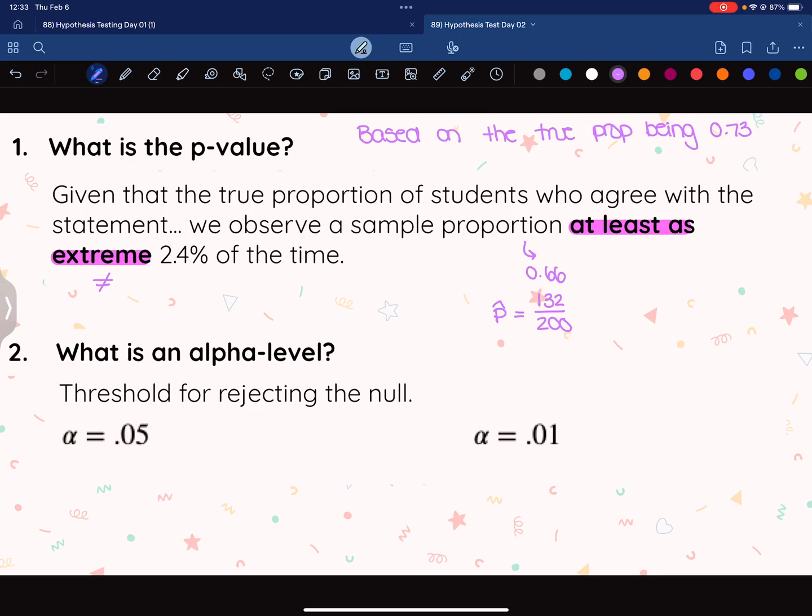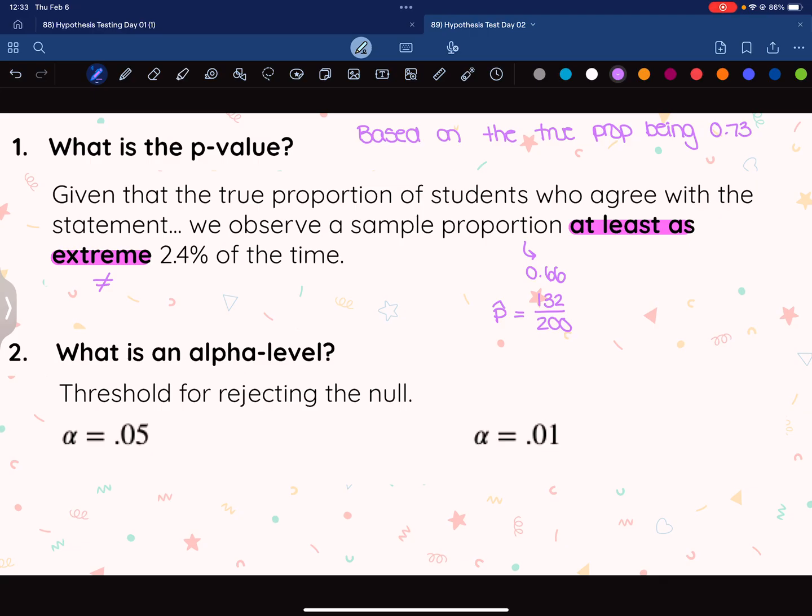Assuming that our p is true, we get a sample proportion as extreme as ours 2.4% of the time. We've been saying that frequently, from the beginning of the year till now, about what that probability means, what the p-value's been this whole time. This is us just putting it all together now.